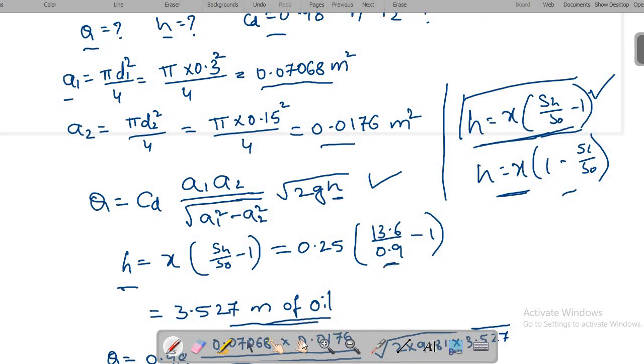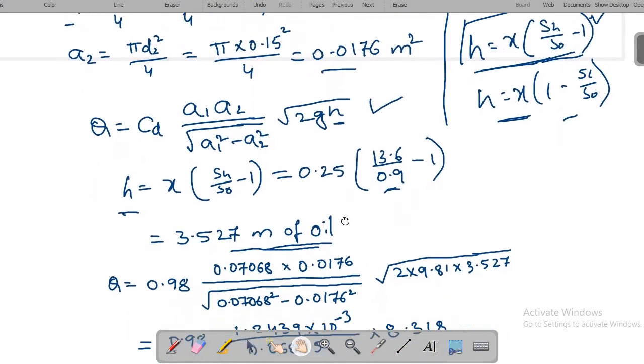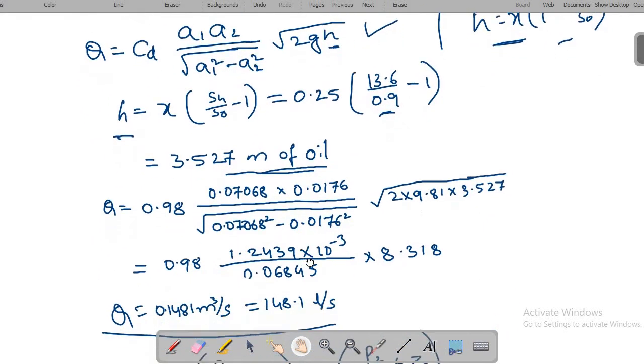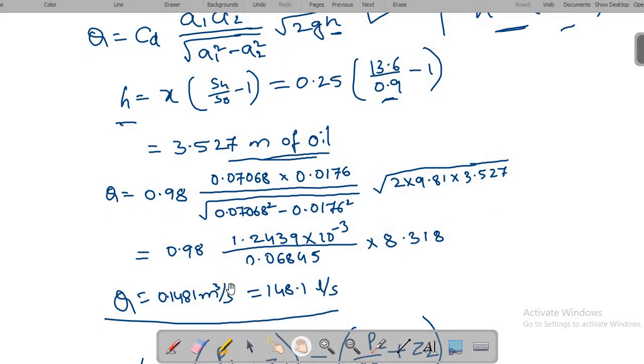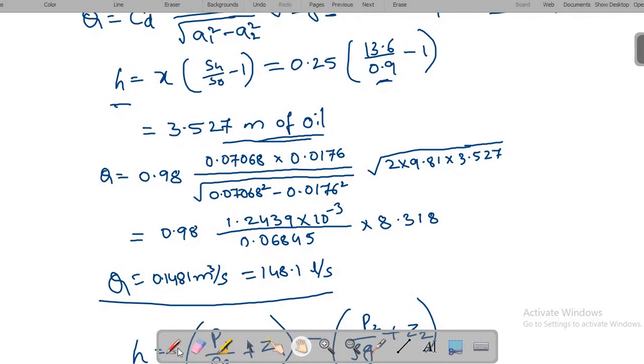Remember, I am using the unit meter of oil because the specific gravity is of oil. I hope it is clear why I am using this term, meter of oil. Next, H I got, CD is known, A1 and A2 are known. The next step is just direct substitution. So I am going to do the substitution for the equation.